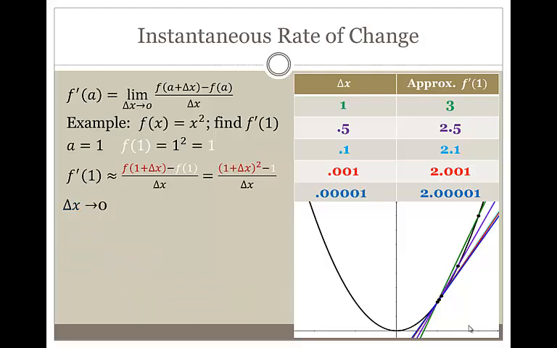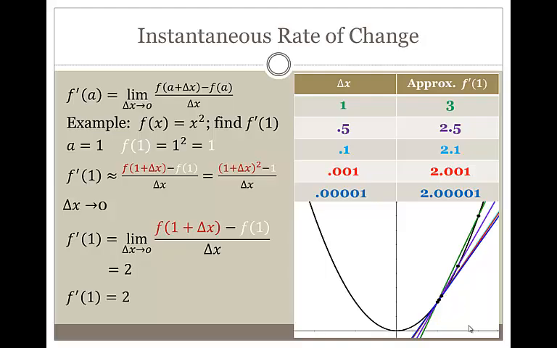Let's consider now what happens as delta x goes to 0, because we know f prime of 1 equals the limit as delta x goes to 0 of f of 1 plus delta x minus f of 1 all over delta x. Using the approximations we just calculated, it appears as though this is going to 2. So our best guess at this point is that f prime of 1 equals 2.